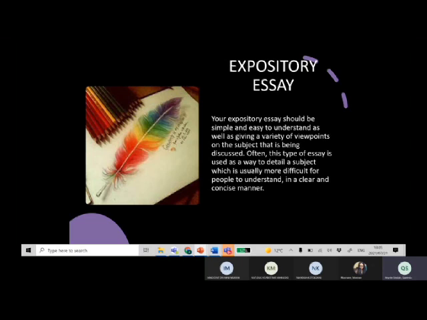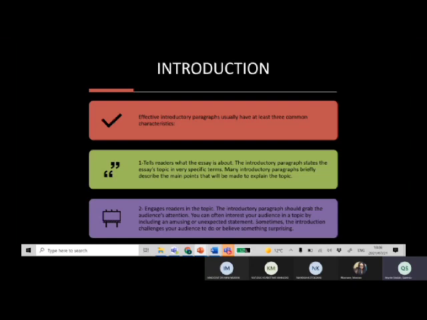Often this type of essay is used as a way to detail a subject which is usually more difficult for people to understand in a clear and concise manner. So expository is about the details, you know, providing as much detail as you can and providing all the different viewpoints that exist in the set topic.